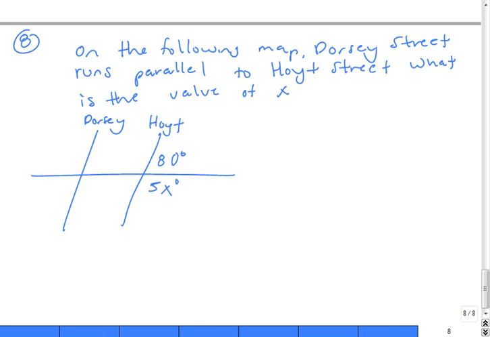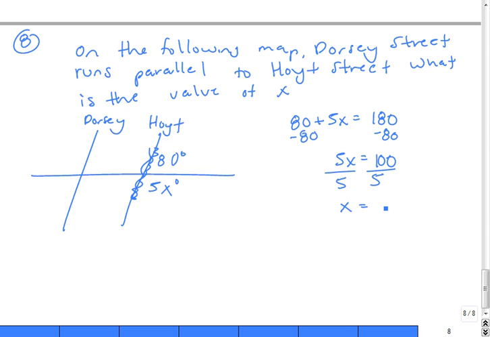Okay, once again, we're dealing with parallel lines. In this case, these two form a straight line, so this shouldn't be too bad. Forming a straight line, they're going to add up to 180 degrees. So I'm just going to solve this. 5x is equal to 100 degrees. Divide by 5. x is 20 degrees.